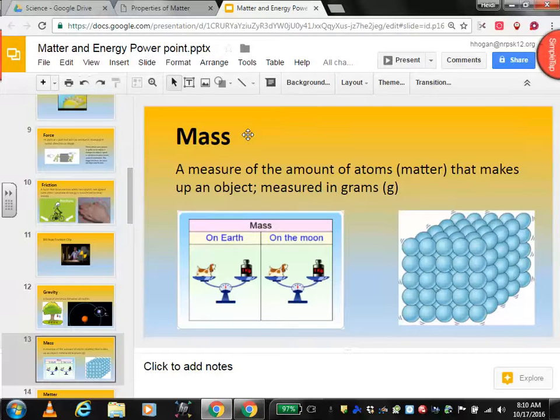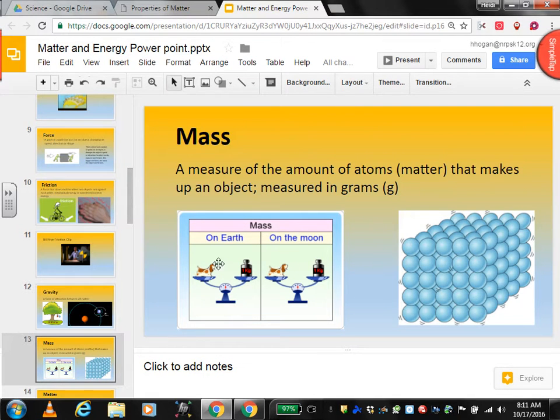We massed our sand and gravel using our digital scales. And the mass is a measure of the amount of atoms that make up an object. So we also used our pan balances to compare the mass of objects. We put paper clips on one side of our pan balance and gram pieces on the other side to see how many paper clips it took to be 10 grams or 20 grams or 5 grams or 1 gram. So we did that.